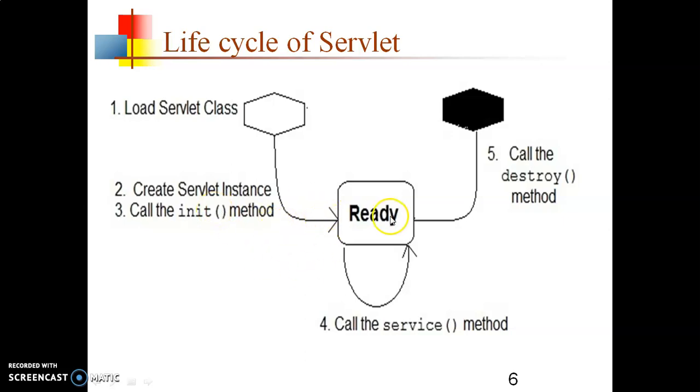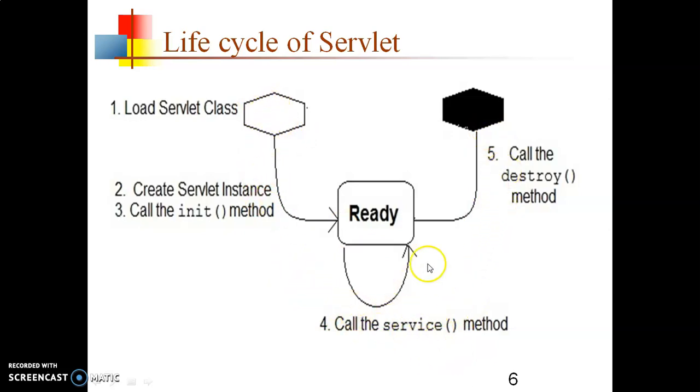Now you can see here the arrow is here. Now the servlet is running. Now the servlet is in a condition to run. So how is it going to be run? It is going to be run by calling the service method. So after initialization, it is going to be executed. By calling the service method of servlet. This is the complete life cycle.